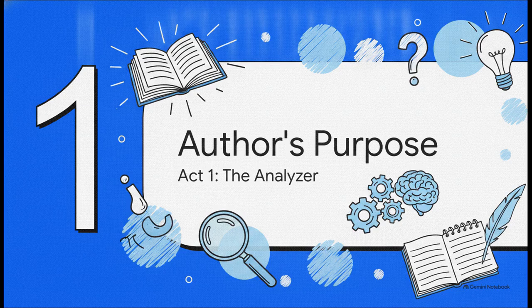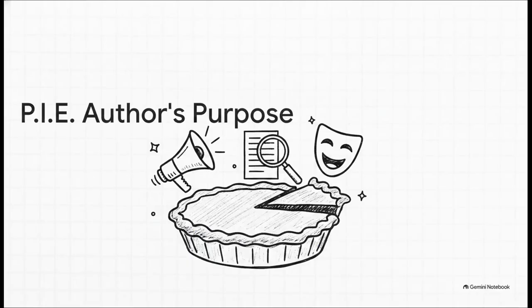Starting off with Section 1, uncovering the author's purpose. Now, before you can be a truly great writer, you have to be a great reader, right? And that means learning to pinpoint exactly why an author created a specific piece of text in the first place. Enter the PIE acronym, PIE. It brilliantly maps out the 3 main reasons authors write: to persuade, inform, or entertain.